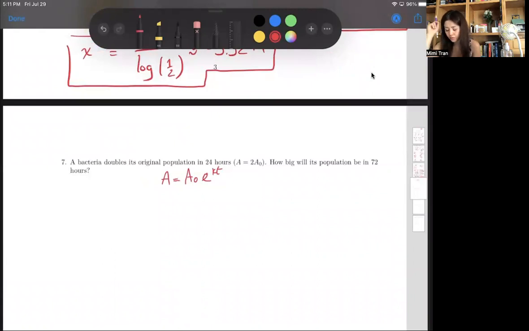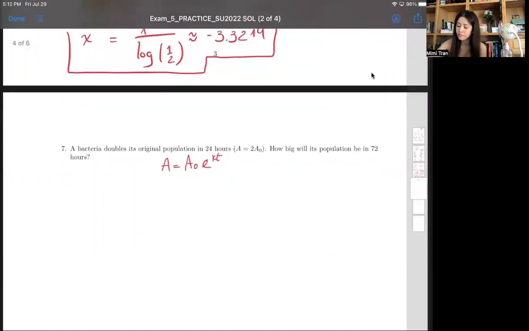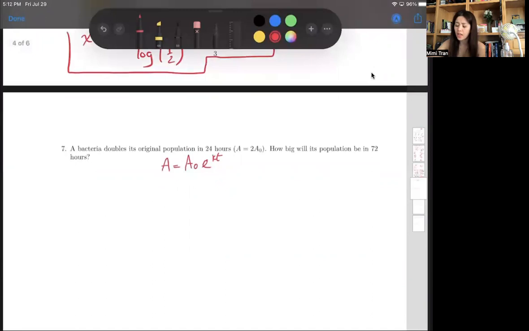Number 7, I'll give you the formula, but again, you still have to do a lot of work. A bacteria doubles its original population in 24 hours. So that means the current population is twice the original population. How big will its population be in 72 hours? So that'll be 3 days, right?